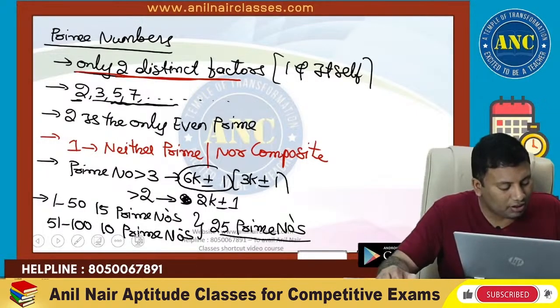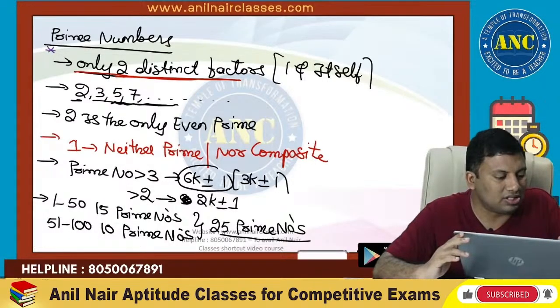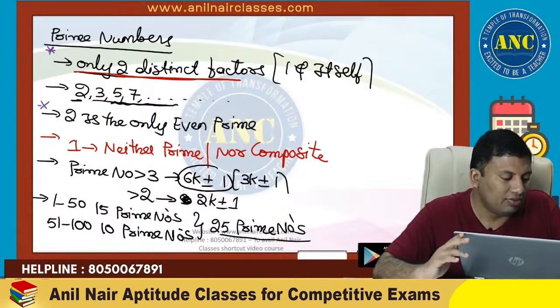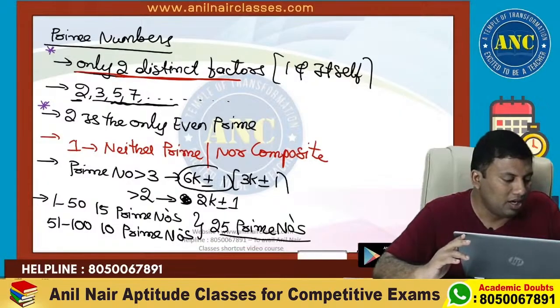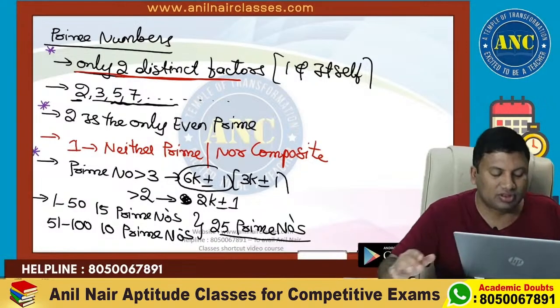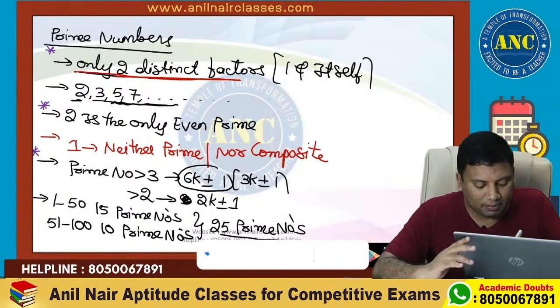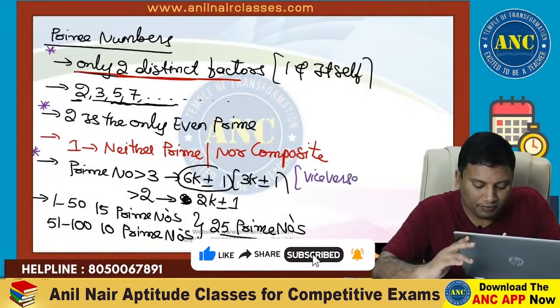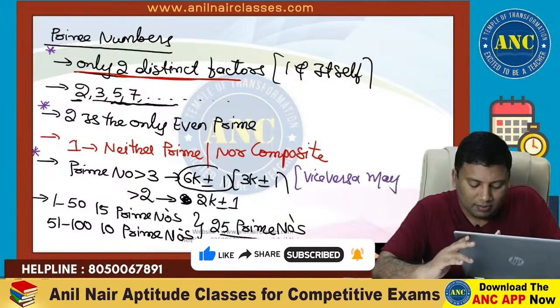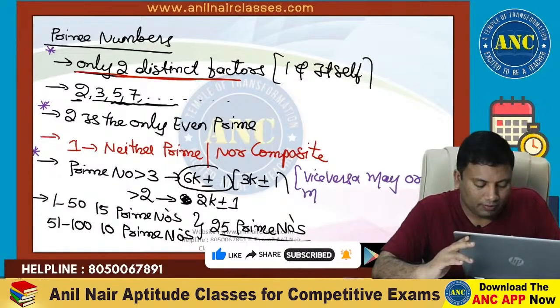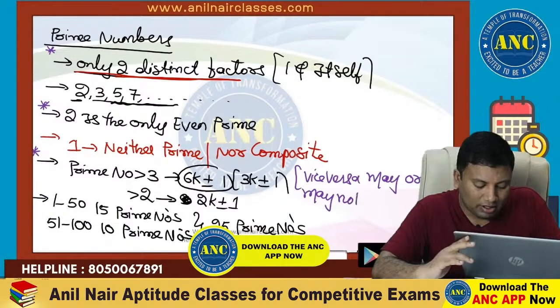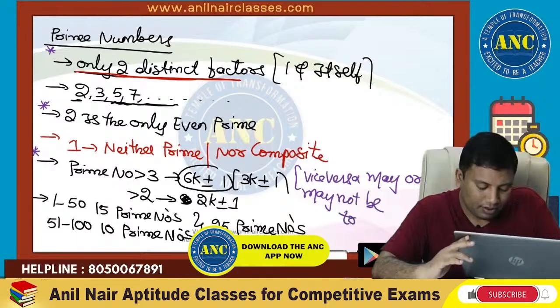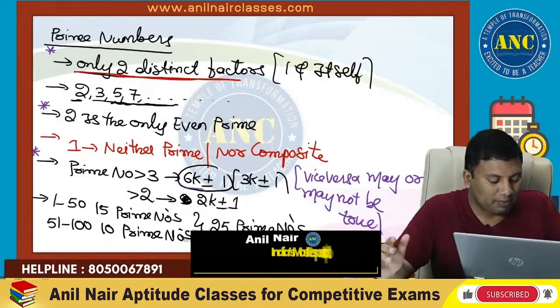Now, based upon these key points, let us solve a lot of problems. Every prime number greater than 3 is of the form 6k plus or minus 1. The vice versa may or may not be true. Right? 6k plus or minus 1.